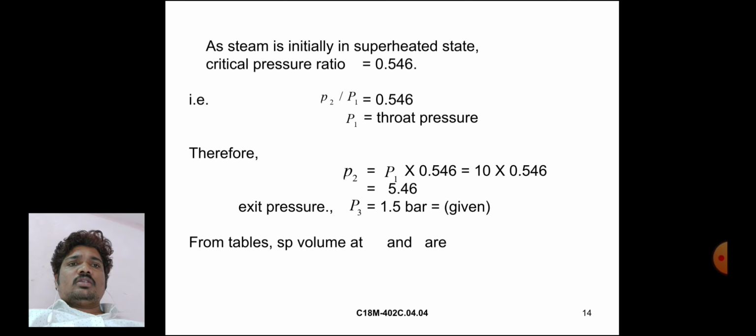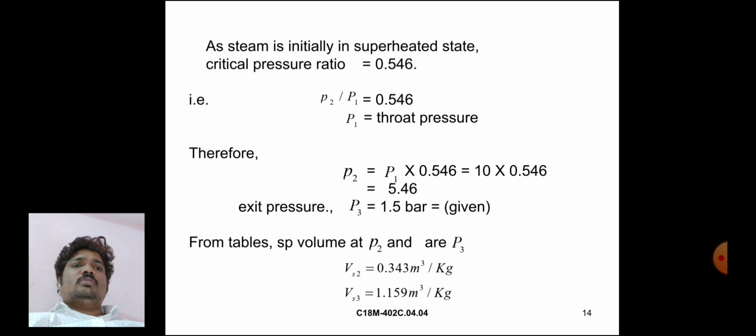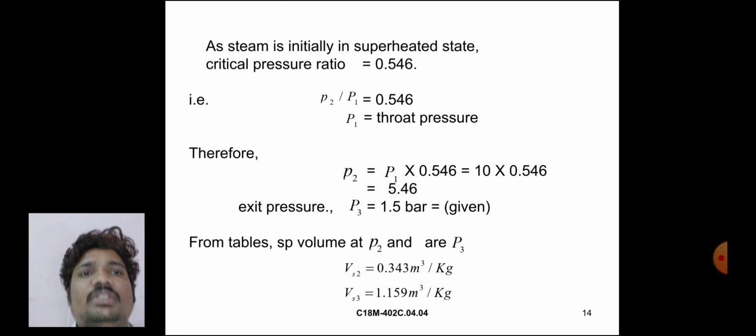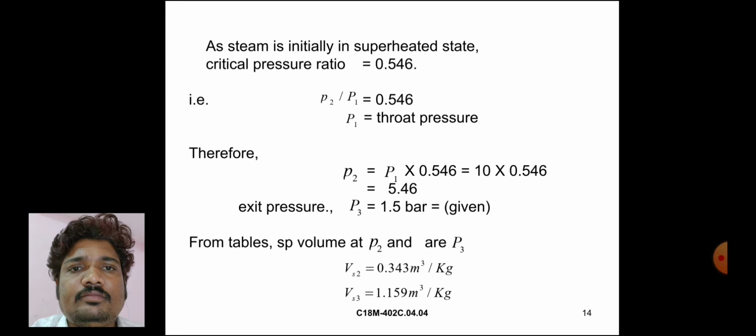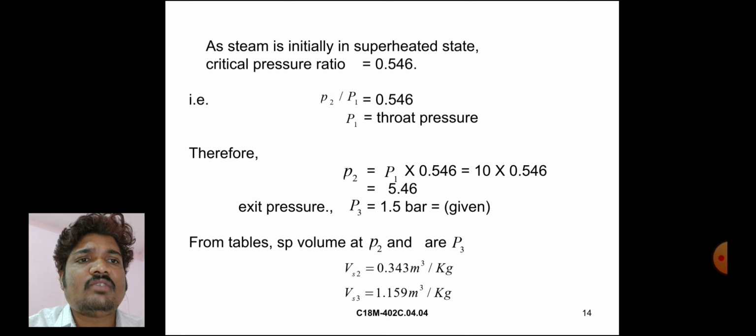From tables, specific volume at P2 and P3. Vs2 is equal to 0.343 meter cube per kg. Vs3 is 1.159 meter cube per kg.